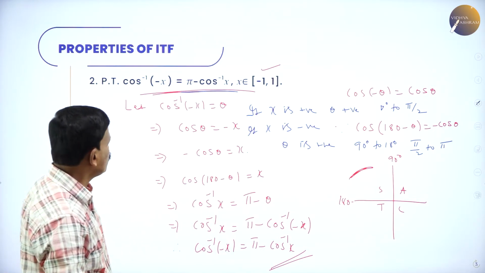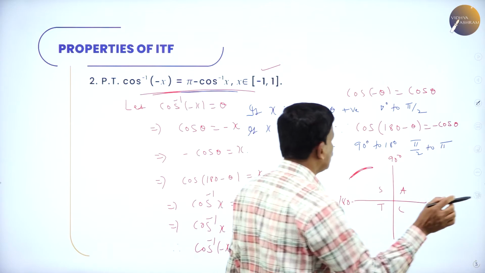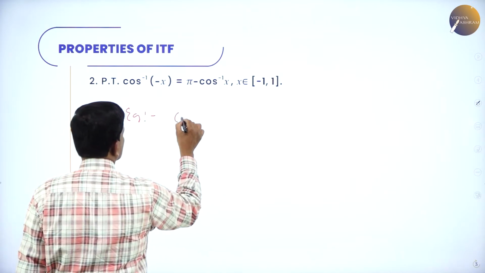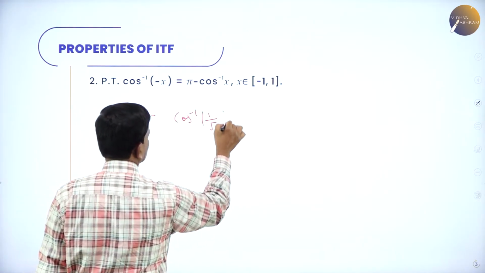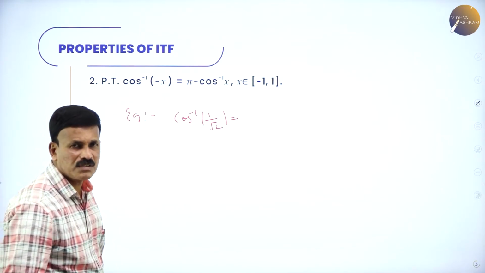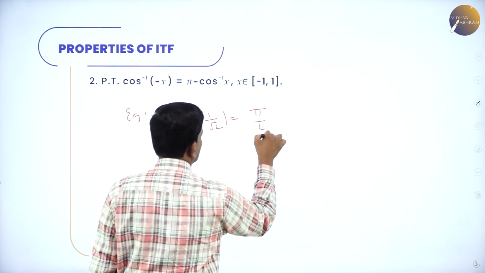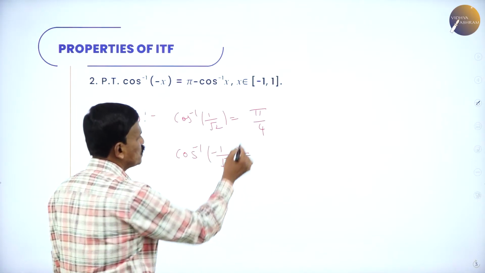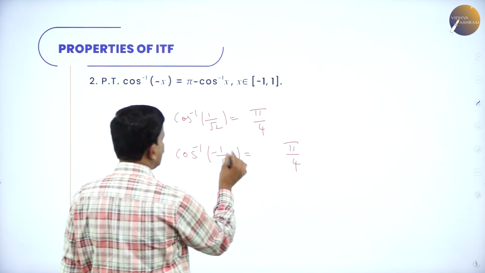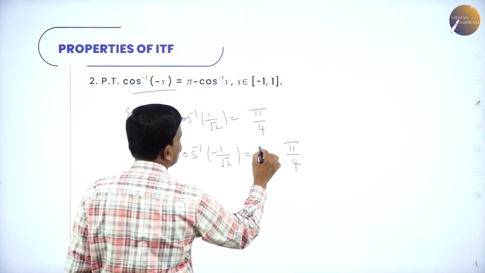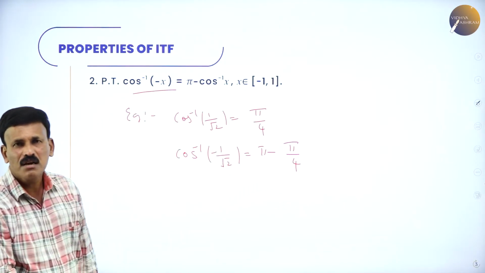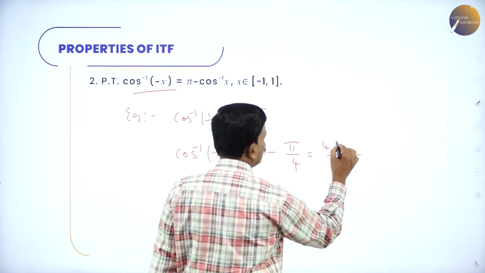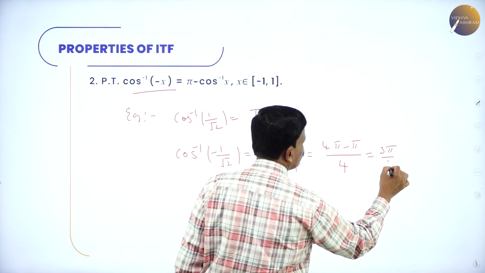Now let us come to an example. Let me take an example: cos inverse of 1 by root 2. The principal value of cos inverse 1 by root 2 is pi by 4. Suppose it is cos inverse of minus 1 by root 2. Since cos inverse of minus x can be written as pi minus cos inverse x, this is pi minus pi by 4. Taking LCM, 4 is the LCM, 4 pi minus pi, this is equal to 3 pi by 4.